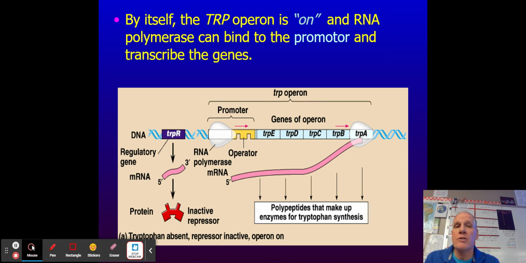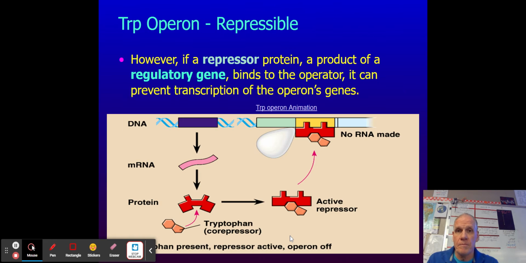And the trp operon is known as a repressible operon. Okay, in this particular picture right here, the trp operon is on. As you can see, the regulatory protein, which is called the inactive repressor, is not bound to the operator, so RNA polymerase is free to bind to the promoter region, transcribe all of those 5 genes, which will then be translated into the 5 different enzymes of this biosynthesis pathway. So the tryptophan is absent, the repressor is inactive, and the operon is on.